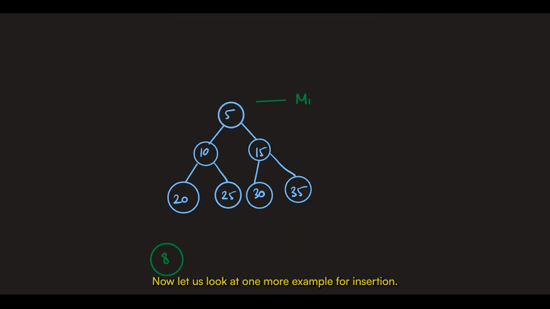Now let's look at one more example for insertion. As you can see, this is a min heap. So the element at the root has the least value, and we need to follow the property that P is less than or equal to C for any parent P and any of its child C. So given this heap, if we want to add an element 8 in this heap, how will we do it?